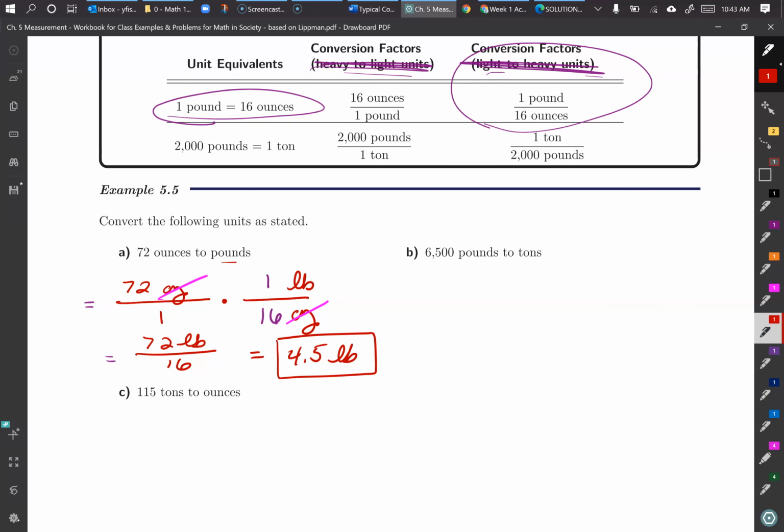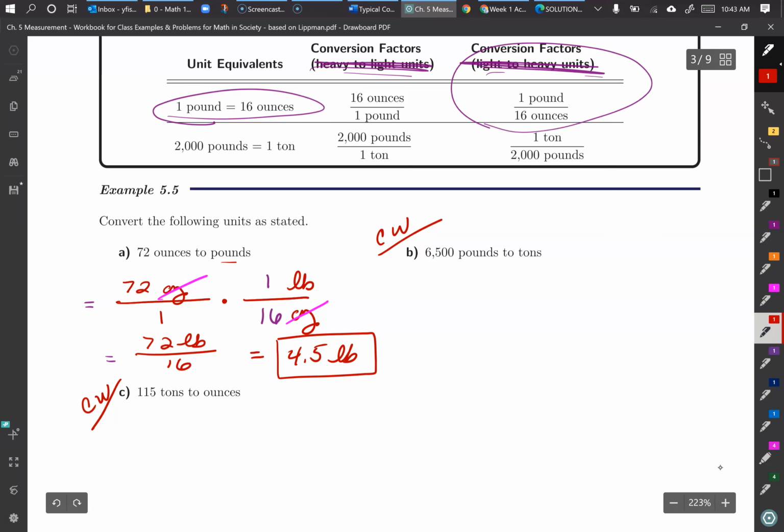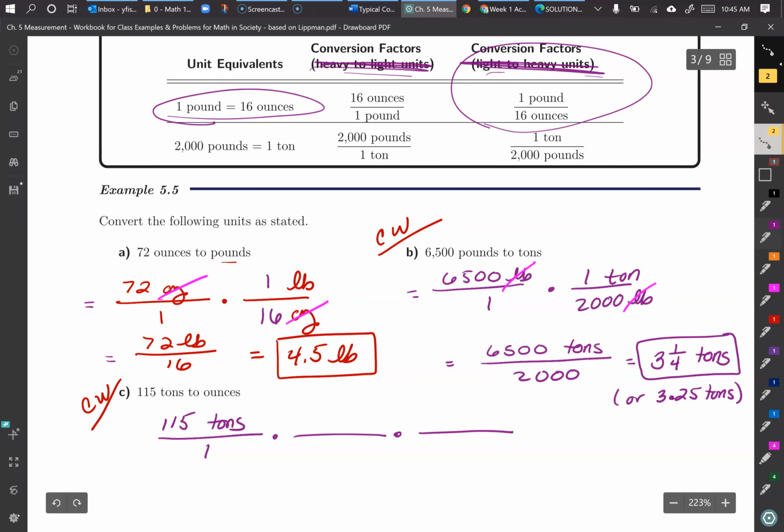B is very similar, so go ahead and try that one as classwork, and C you probably could do as well. I will write out the answers for you, and you can check back. I'm going to pause so you won't see it in live action. Okay, for B, we end up with 3 1/4 tons, or 3.25 you could write it as. So that one you can just look and make sure that you're good to go.